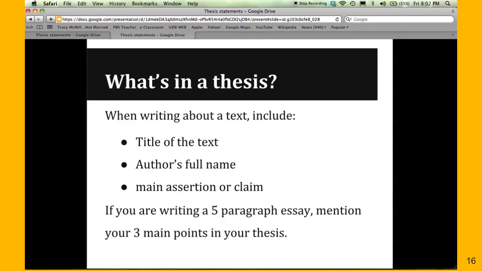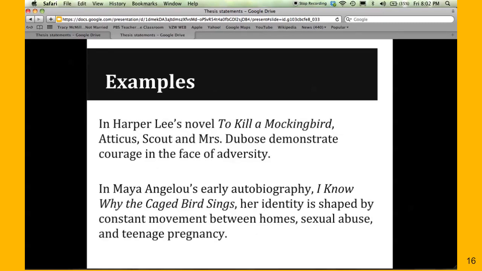So when you're writing a 5-paragraph essay, you want the title of the text, the author's full name, your main assertion, and those 3 main points you plan to develop in your 3 body paragraphs. So that sounds like a lot to include in a single sentence. So I want to give you a couple examples of what that looks like.